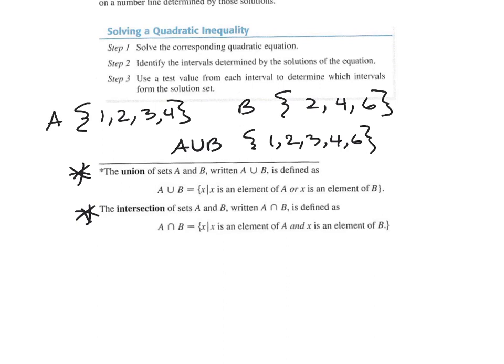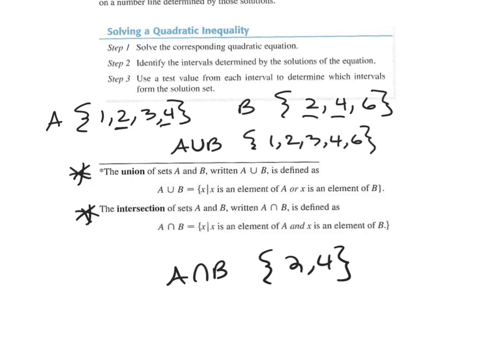When you intersect the same two sets, I'm just listing the members that are in common. So the ones that you see in both are the 2 and the 4. So the intersection of those two sets would be that. So we're going to intersect and union some of our solutions when we get to this.